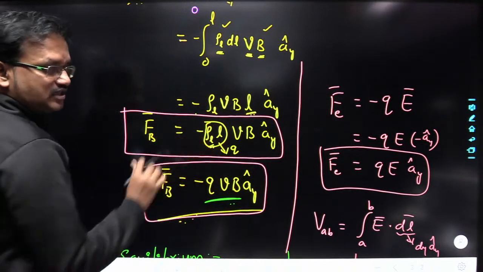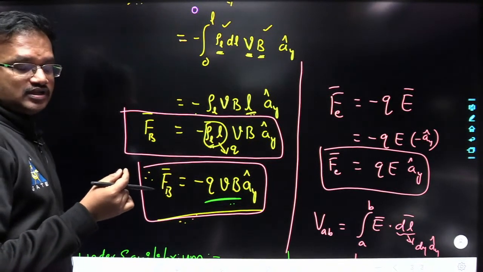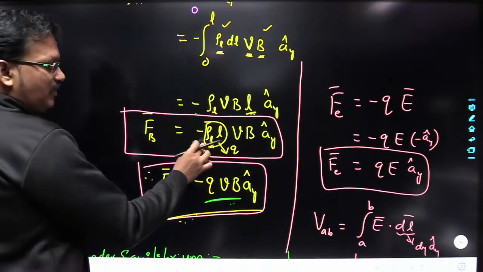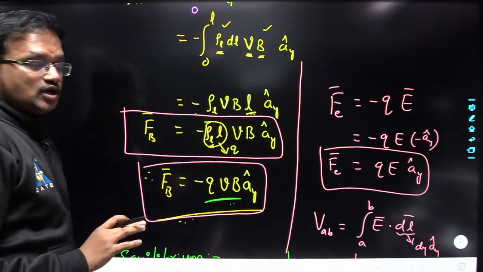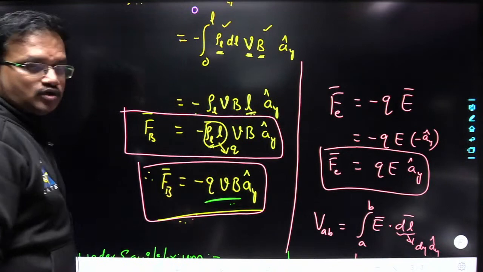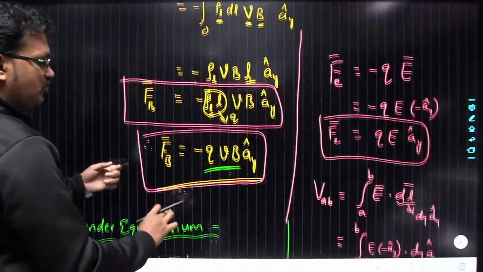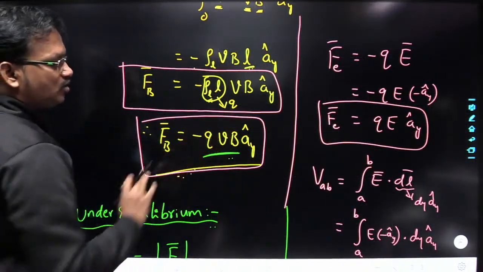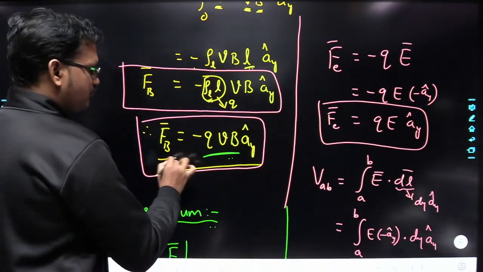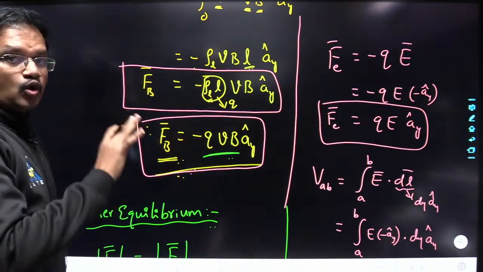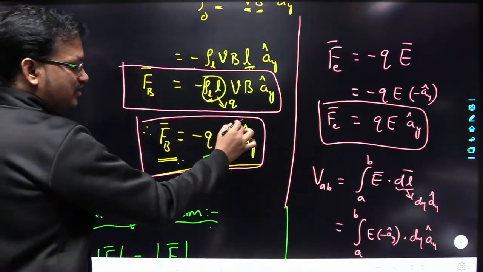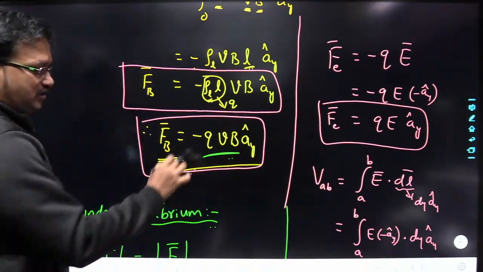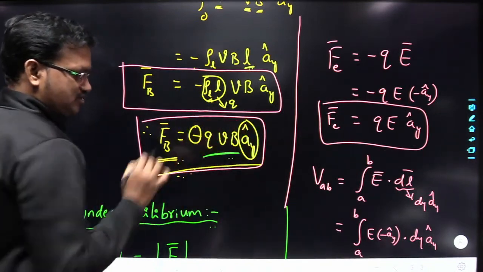So rho L is nothing but the charge present per unit length, multiplied by the total length, which will give you the total charge. So rho L into L I am replacing with Q. Then it will become minus Q into V into B. So the resultant magnetic force acting on the total negative charge present within the conducting material is in the negative Y direction.